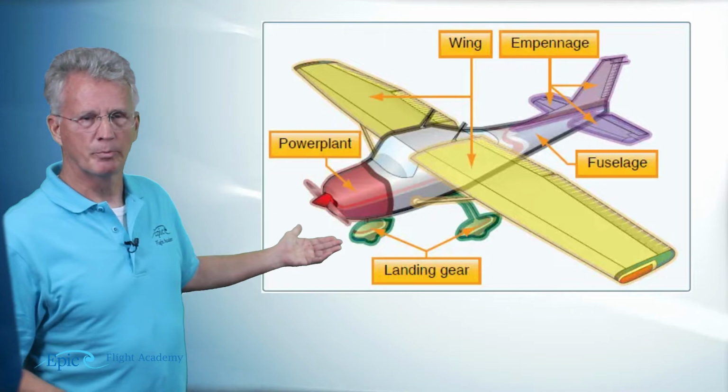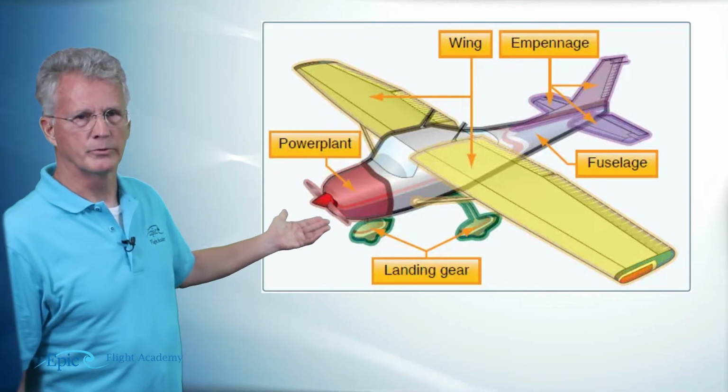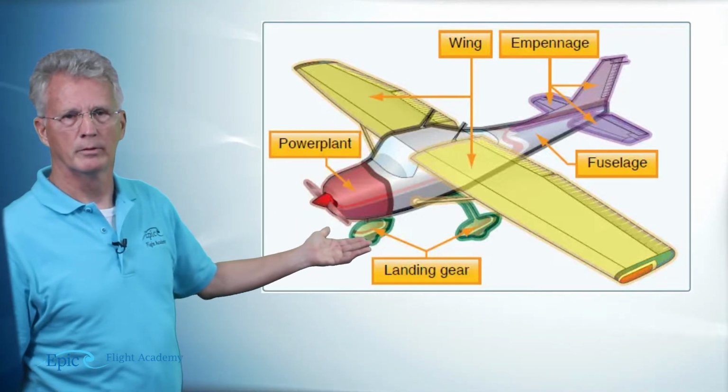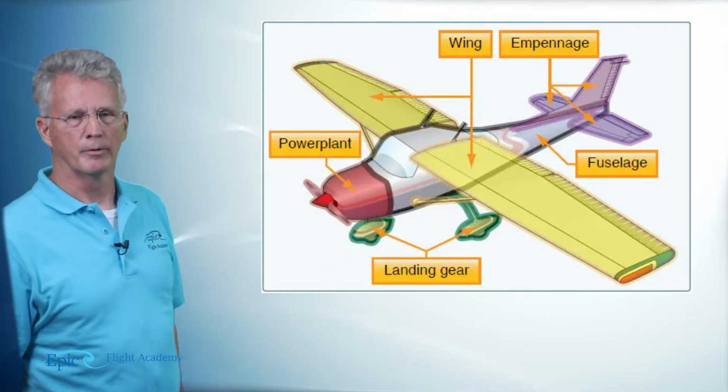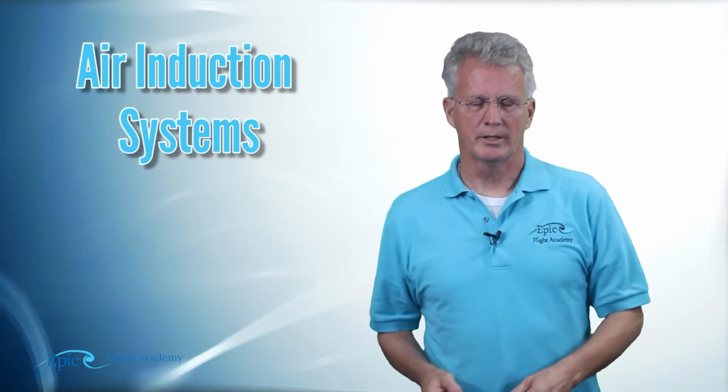So lately, we've been talking about the power plant. We see the 5 major parts to aircraft systems: fuselage, wing, power plant, empennage, and landing gear. Last time we talked about the power plant, the cowling, and the 4-stroke operating cycle. Now, let's get into the air induction systems in a little more detail.